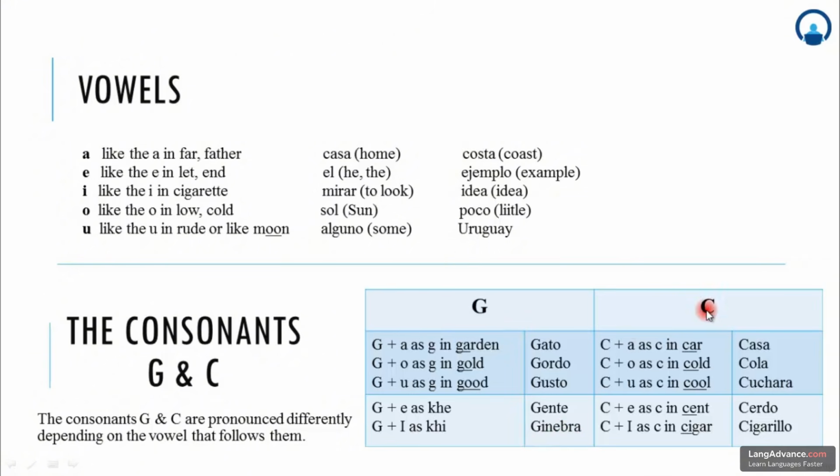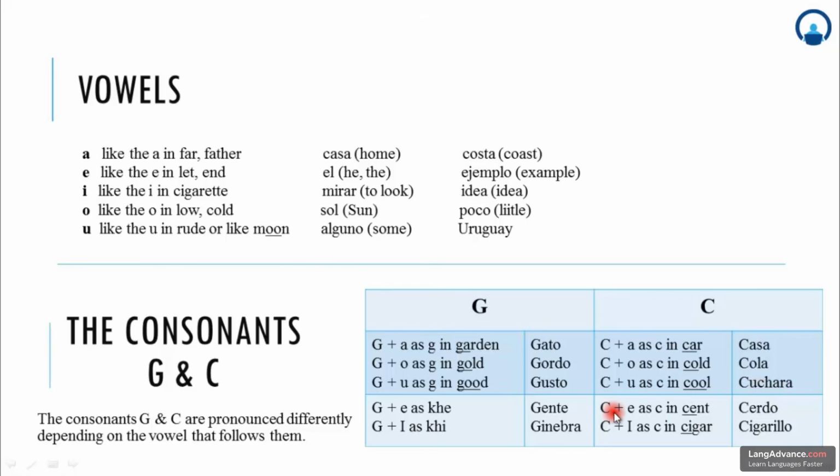Similarly, we have the consonant C. C plus A is pronounced as ka. For example, casa. Casa means home. C, if followed by O, is pronounced as ko. For example, cola. C plus U gives the pronunciation ku. For example, cuchara. Cuchara means spoon.